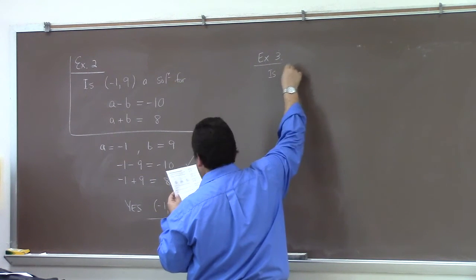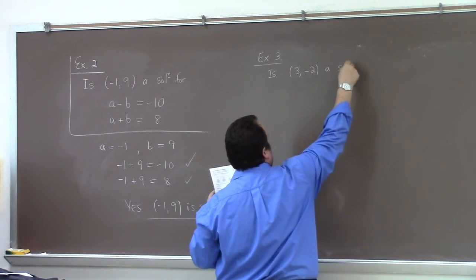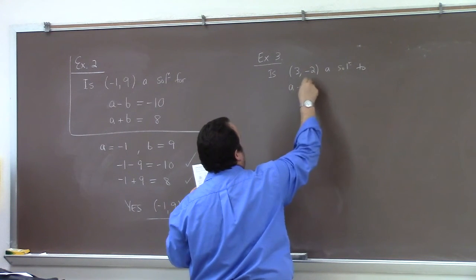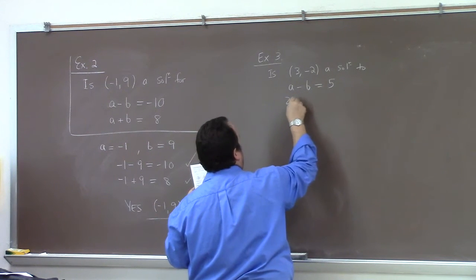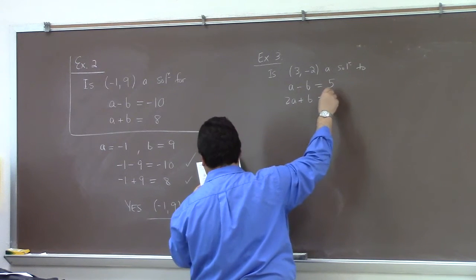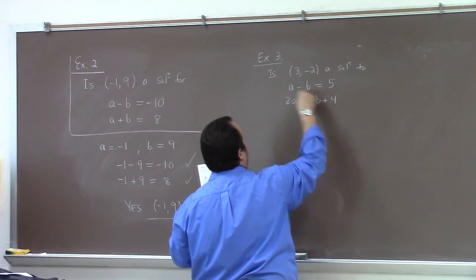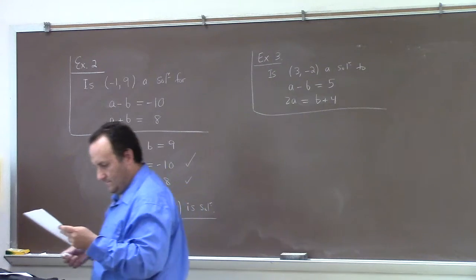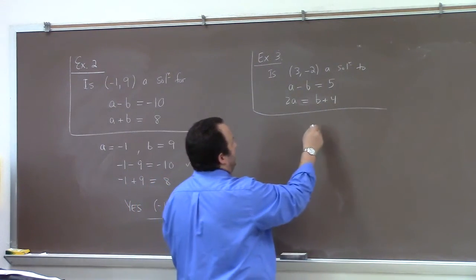Let's see here. Is 3 minus 2 a solution to a minus b equal to 5, 2a equal to b plus 4? Oh, I can't write. 2a equal to b plus 4, rather. So what do you guys think? Yes? Yes and no, then what's the answer?